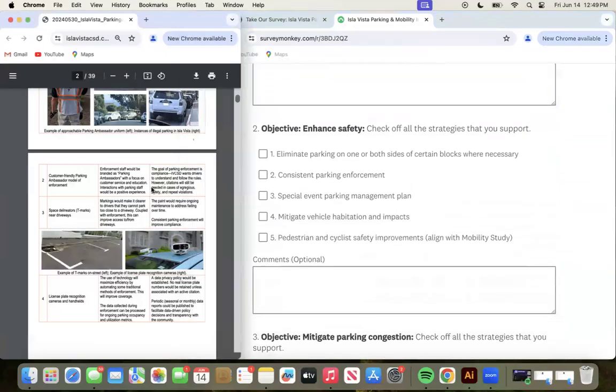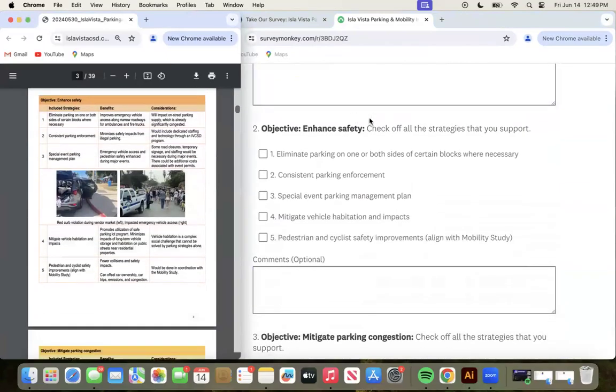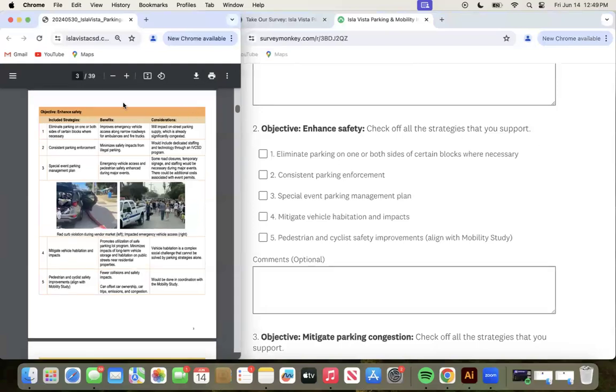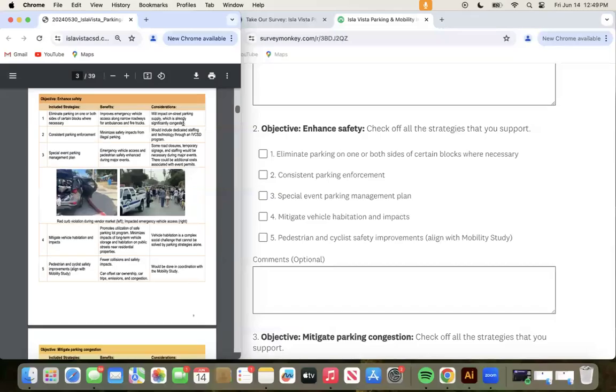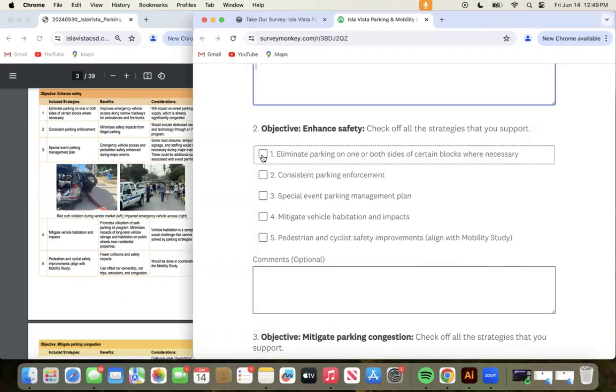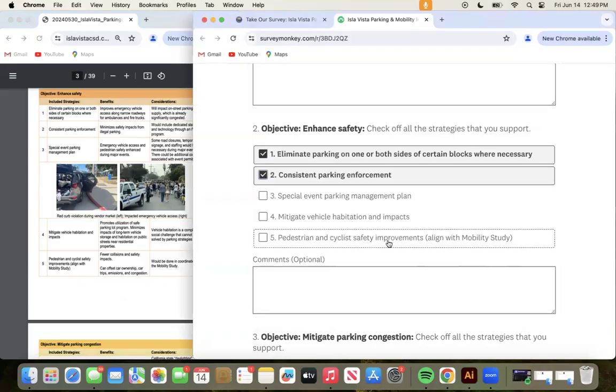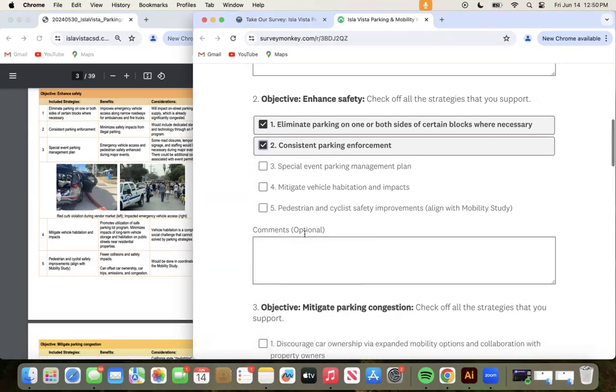And moving on to the second example. So question number 2 here, the objective is to enhance safety in Isla Vista. And you check off all the strategies that you support. So you scroll down to page number 3, which has the objective of enhancing safety. And then familiarize yourself with all of the strategies listed here in the answer choices. Once you have familiarized yourself with all of these strategies, go ahead and check off the ones you support and leave unchecked the strategies that you do not wish to see in Isla Vista.